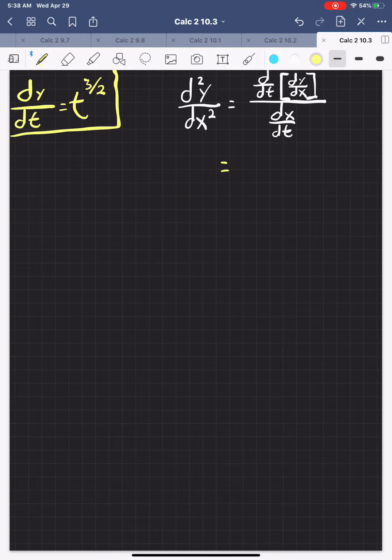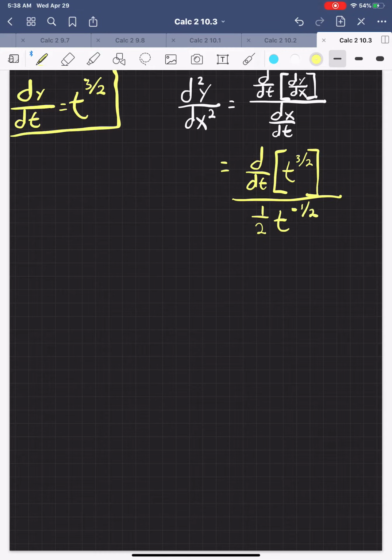So, all right, let's go ahead and write that out. So that's going to be, I'll go ahead and keep the notation. So we've got to take the derivative d/dt of what? Well, what is dy/dx? Well, it's t to the 3/2, divided by dx/dt, which we already saw was 1/2 t to the -1/2.